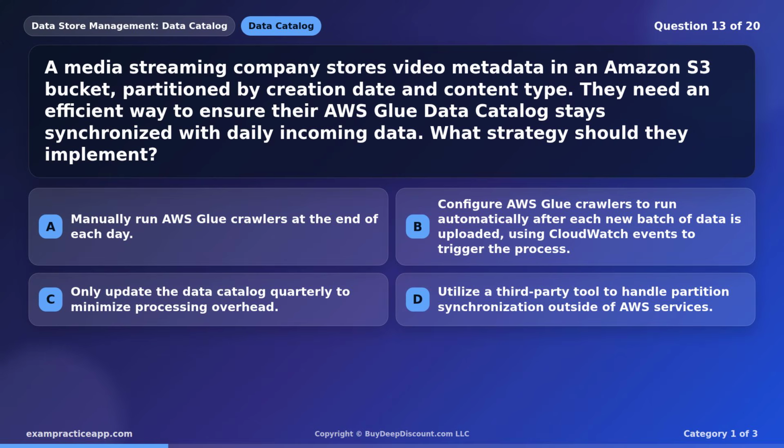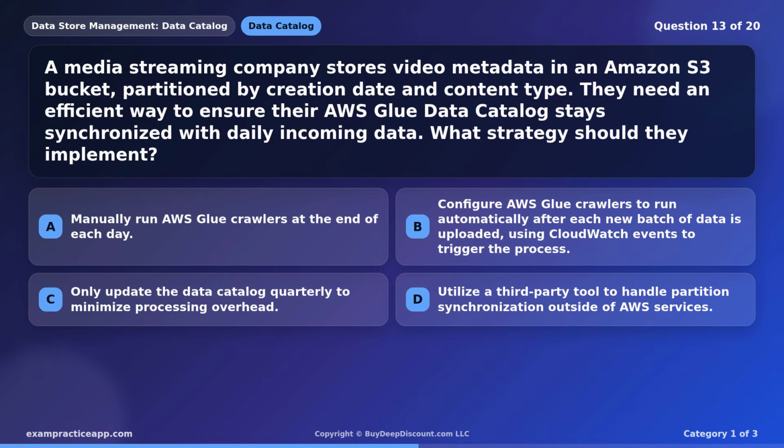Option A. Manually run AWS Glue crawlers at the end of each day. Option B. Configure AWS Glue crawlers to run automatically after each new batch of data is uploaded, using CloudWatch events to trigger the process. Option C. Only update the data catalog quarterly to minimize processing overhead. Option D. Utilize a third-party tool to handle partition synchronization outside of AWS services. Take a moment to choose your answer.